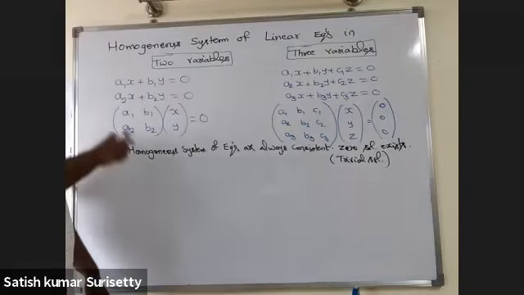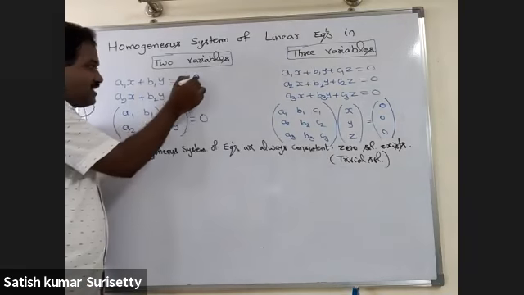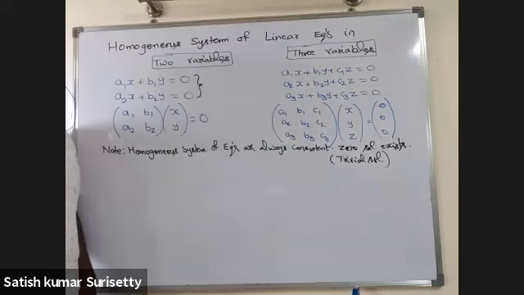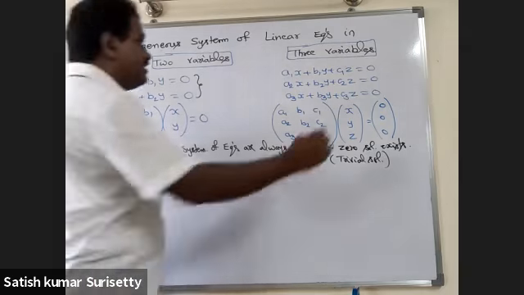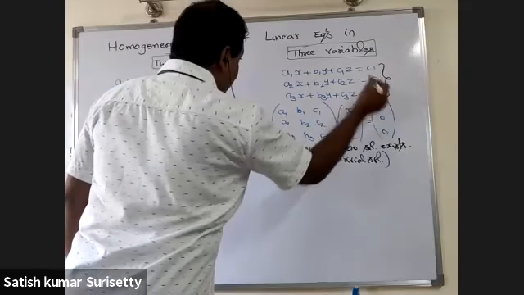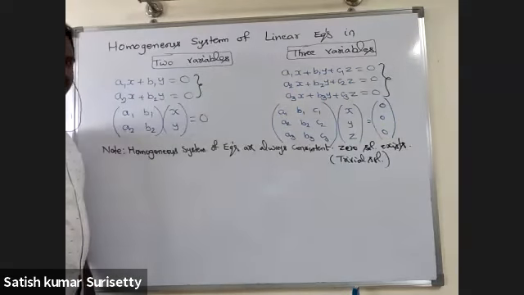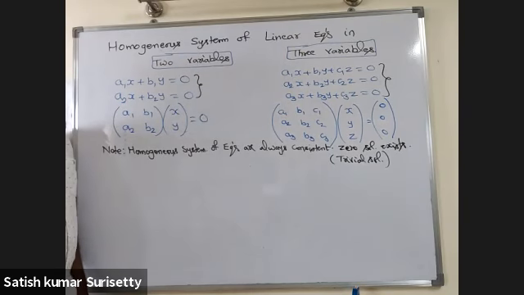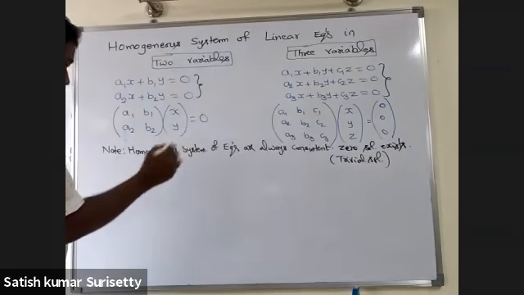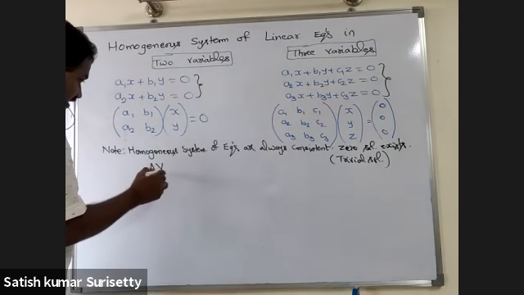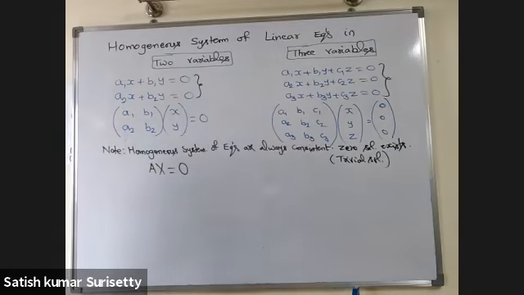So geometrically here you can say straight lines pass through the origin. And in this case geometrically the planes pass through the origin. Now in either case the matrix equation is A x equal to 0 only.